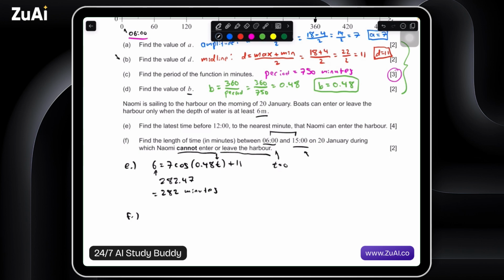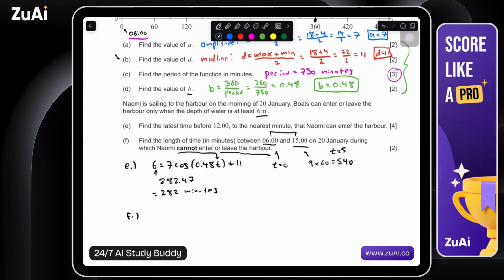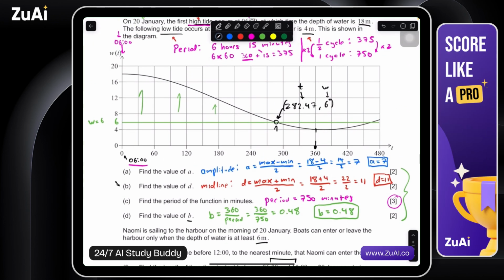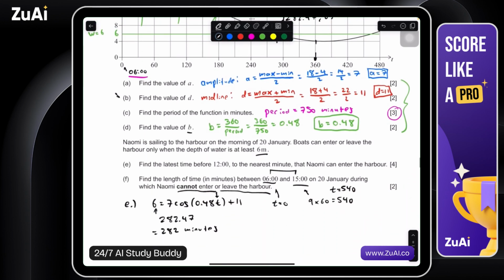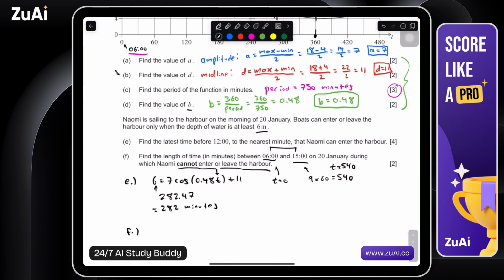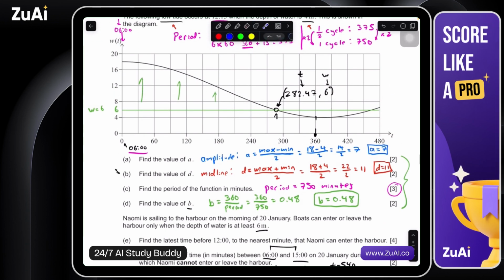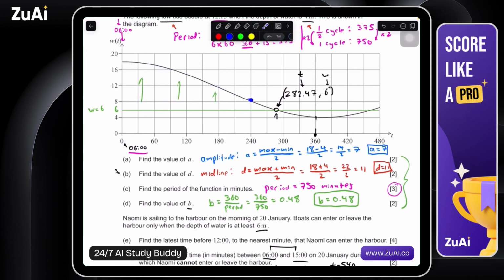So 9 hours times 60 minutes. You can put that in the calculator. That's going to correspond to a value of 540. So when t is equal to 540. And really, that doesn't seem too bad of a question. So when can she not enter or leave the harbor? Here she can enter or leave the harbor, as long as it's above 6. But from here to here, she cannot enter or leave.